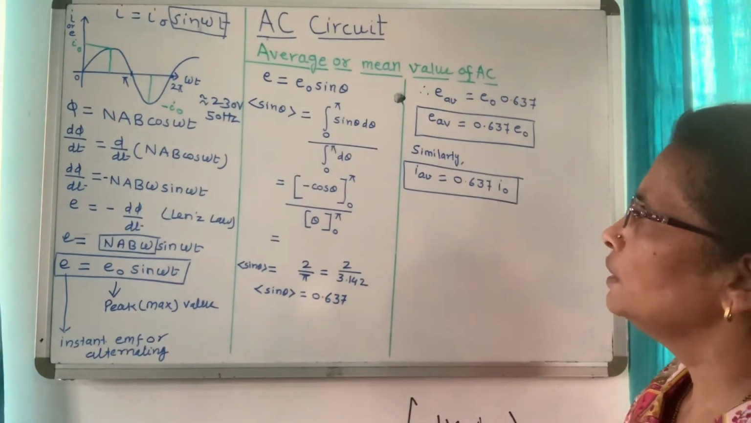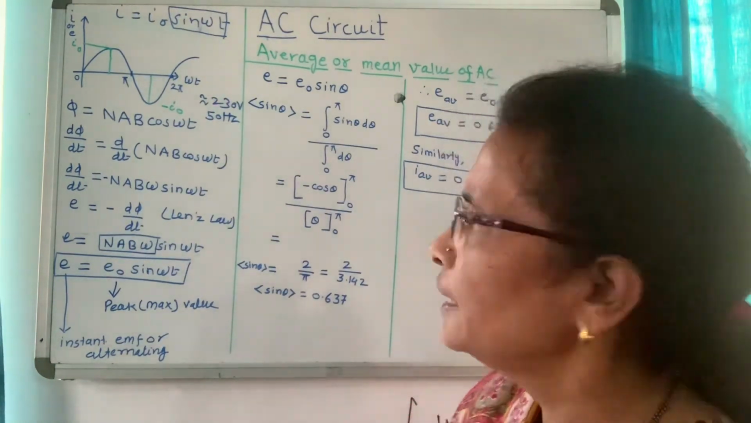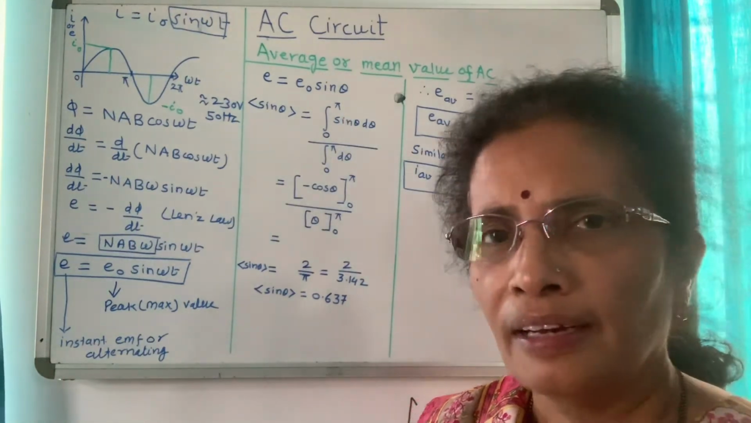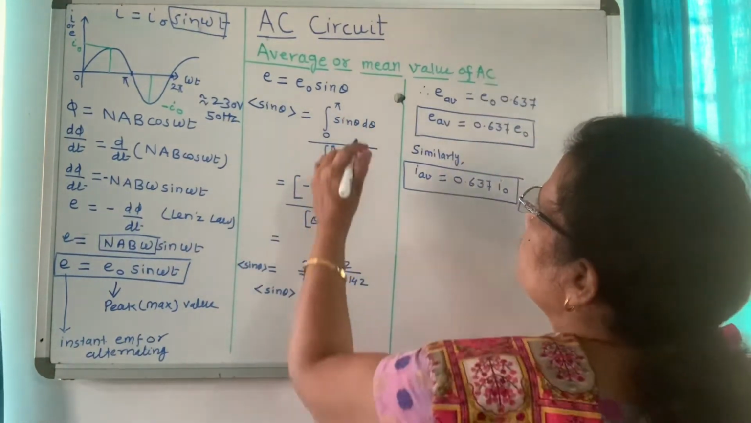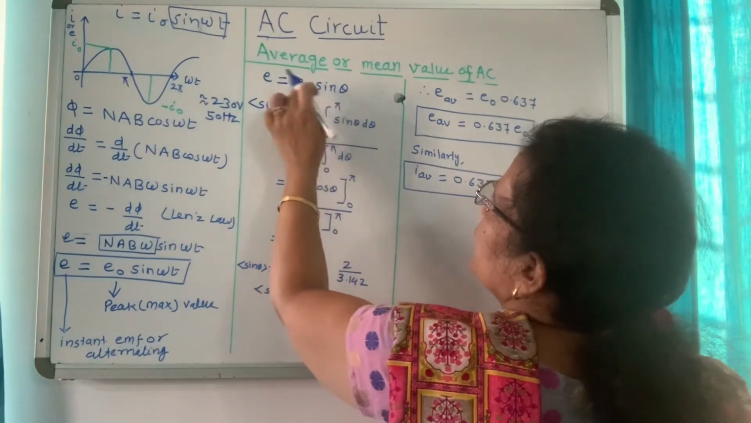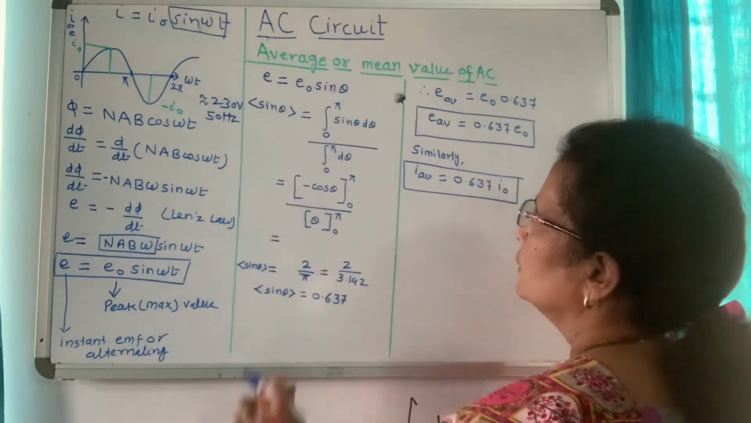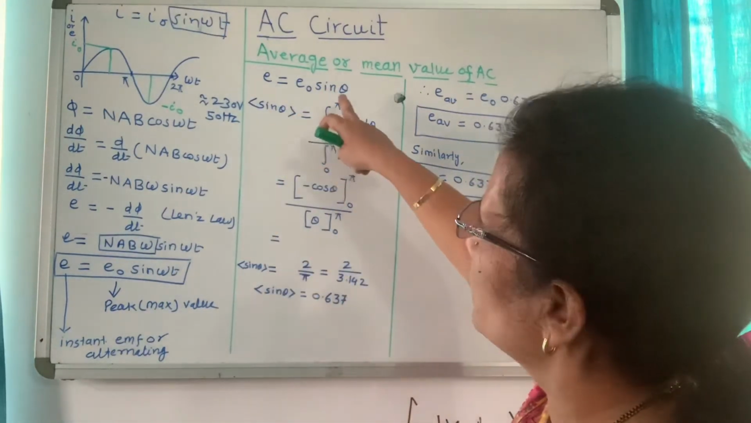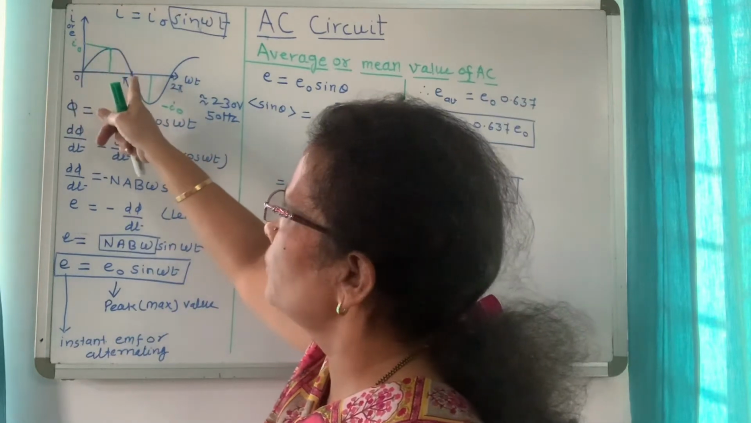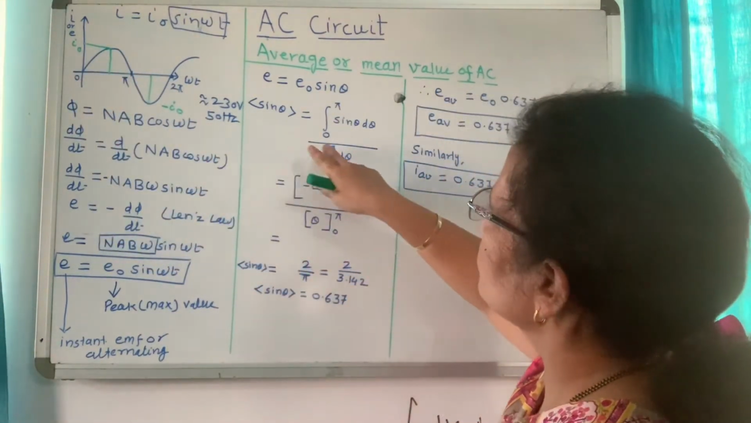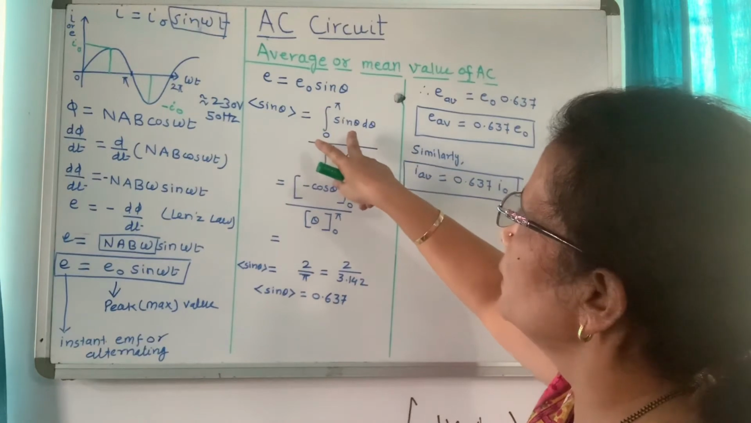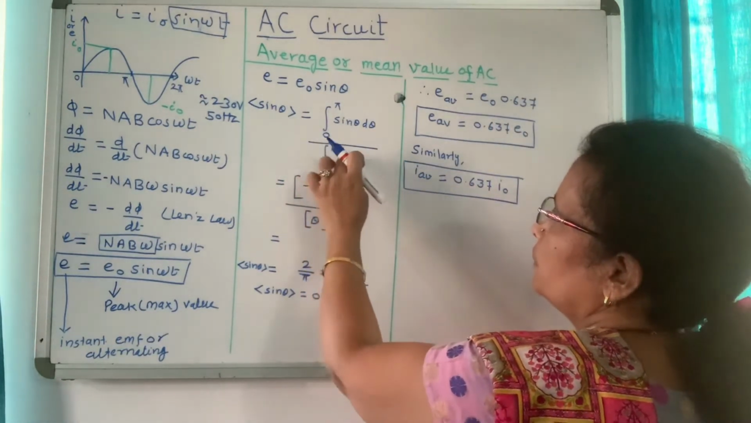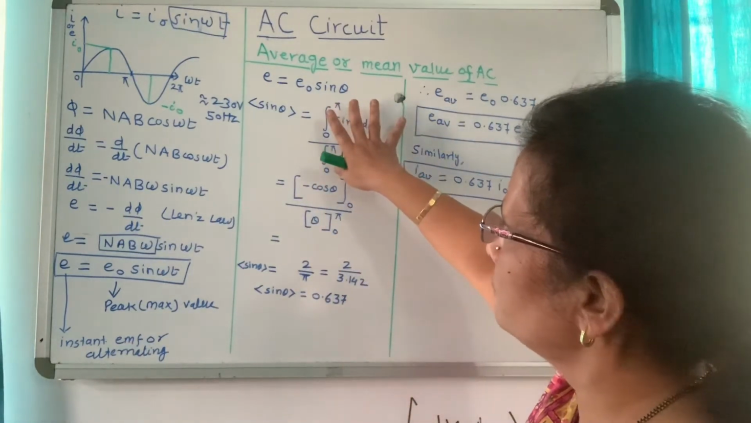E is equal to E0 sine theta. Theta is omega t, but for the mathematical part, instead of omega t, we are writing theta. So we will find the average value of sine theta because E0 is constant. The average value of sine theta is the integration from 0 to pi, because we are considering only half of the cycle, of sine theta d theta, divided by the integration from 0 to pi of d theta.